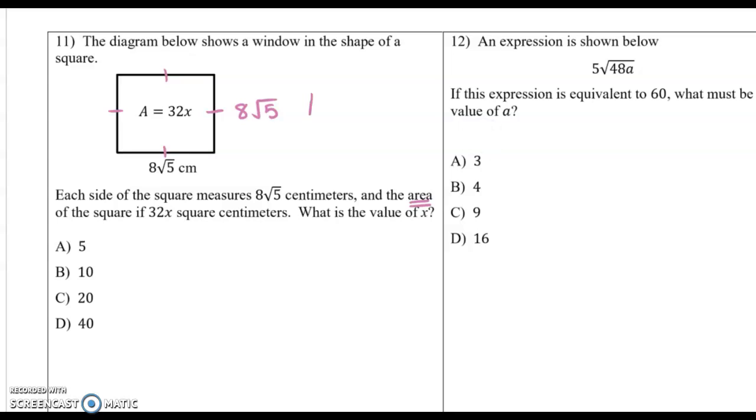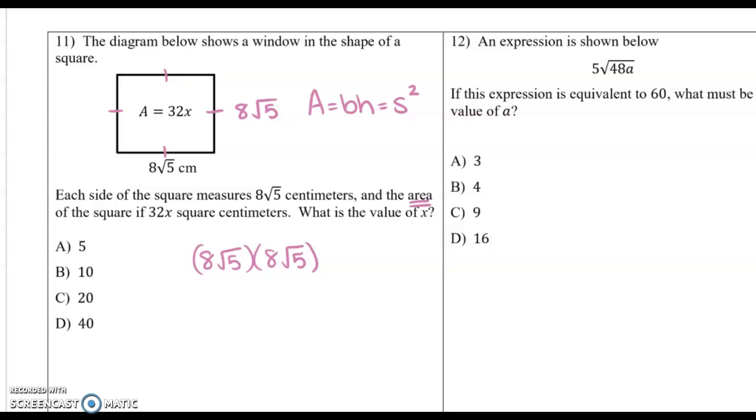So area is base times height, which is the same thing as side squared. So you can kind of do it either way. I think it's easier just to go through and do base times height. But some people like to square the sides as well. So do 8 root 5 squared. So I'm going to do 8 root 5 times 8 root 5.